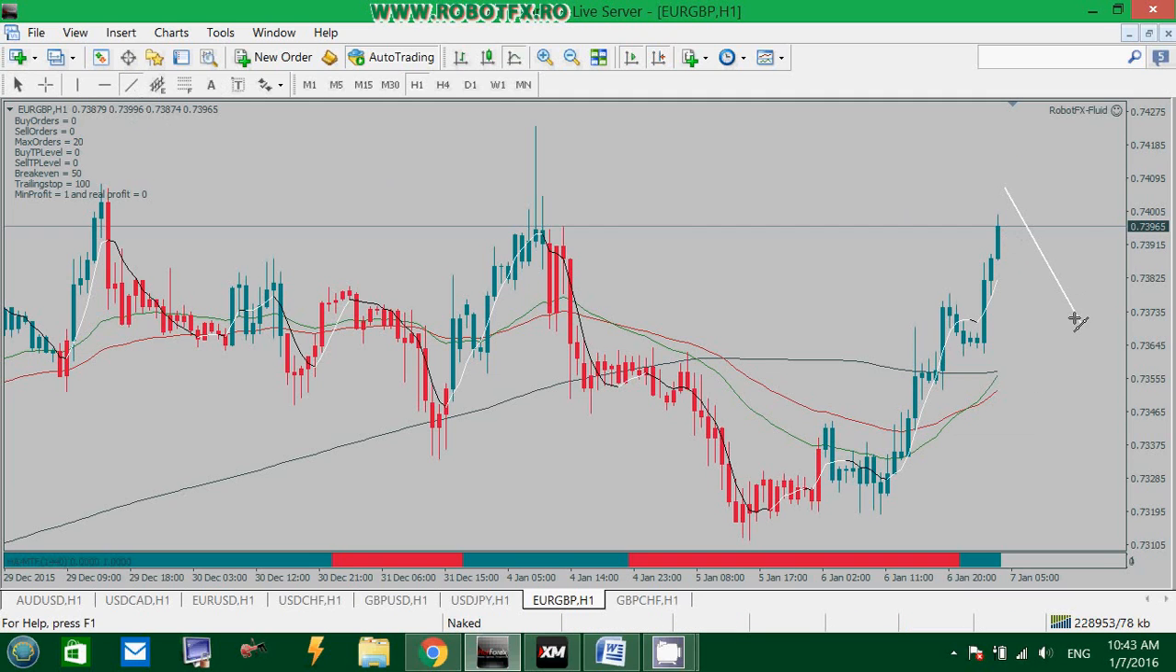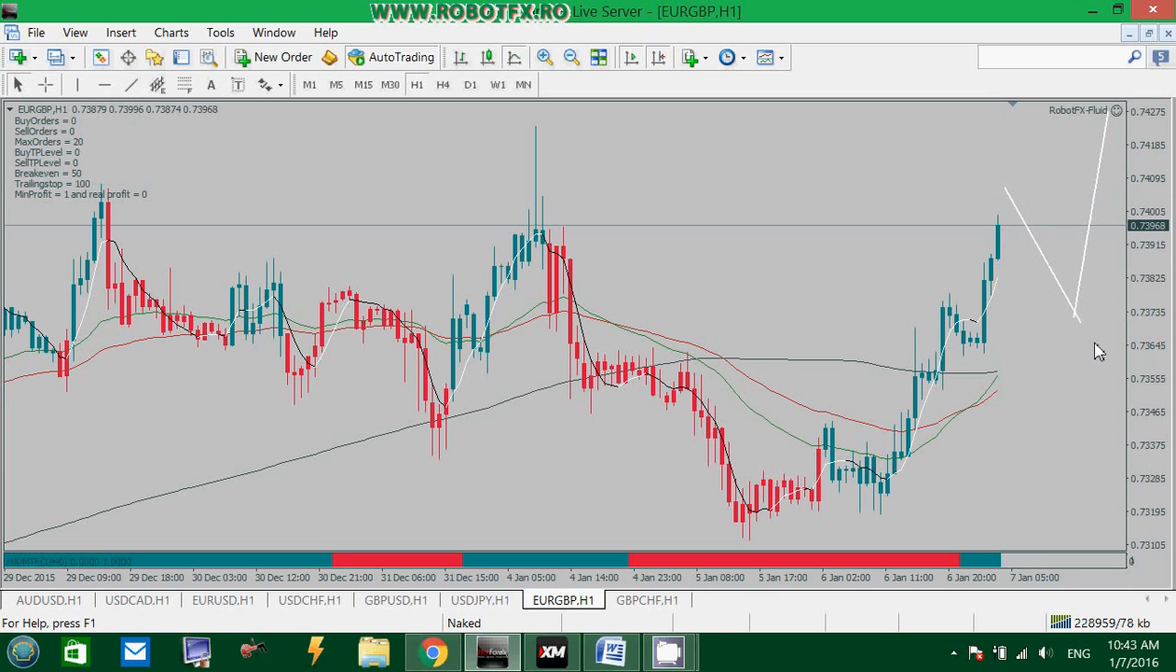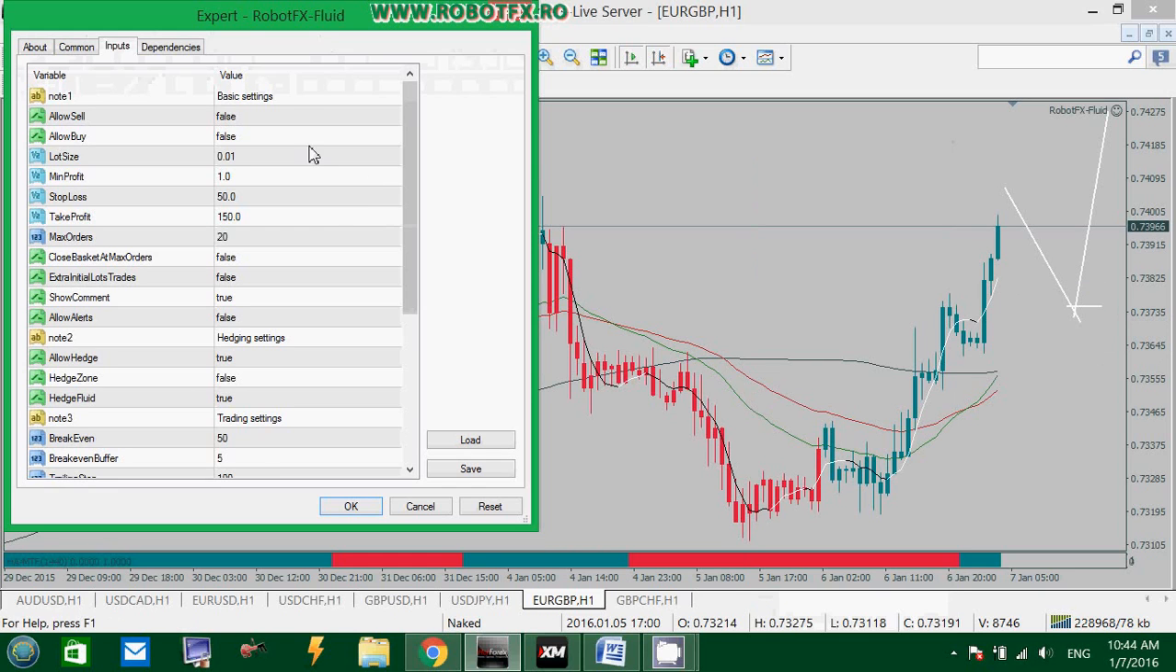What I'm looking for is a drop in price of at least 50 pips, and I'm waiting to activate the expert advisor to let it buy somewhere here. And if this happens, I set the allow buy and allow sell to true, and I leave. And by the way, if you are hedging using the hedge fluid method, you must have allow sell to true also. Otherwise, the expert advisor will not open opposite hedging trades.